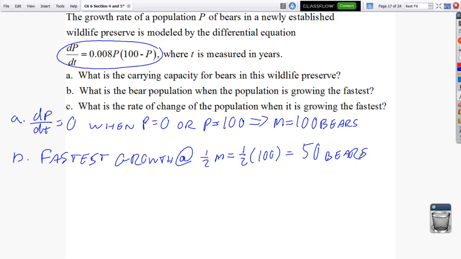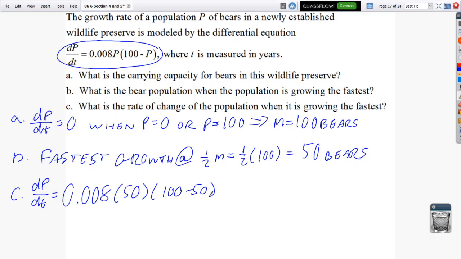Let's see, what is the rate of change when the population is growing the fastest? In order to find the rate of growth, it is asking what is dP/dt. So dP/dt is going to be equal to, again, the fastest growth rate occurs when we have 50 bears. So we're just going to plug in 50 for P. We'll have 0.008 times 50 times (100 minus 50). And 100 minus 50 is 50.